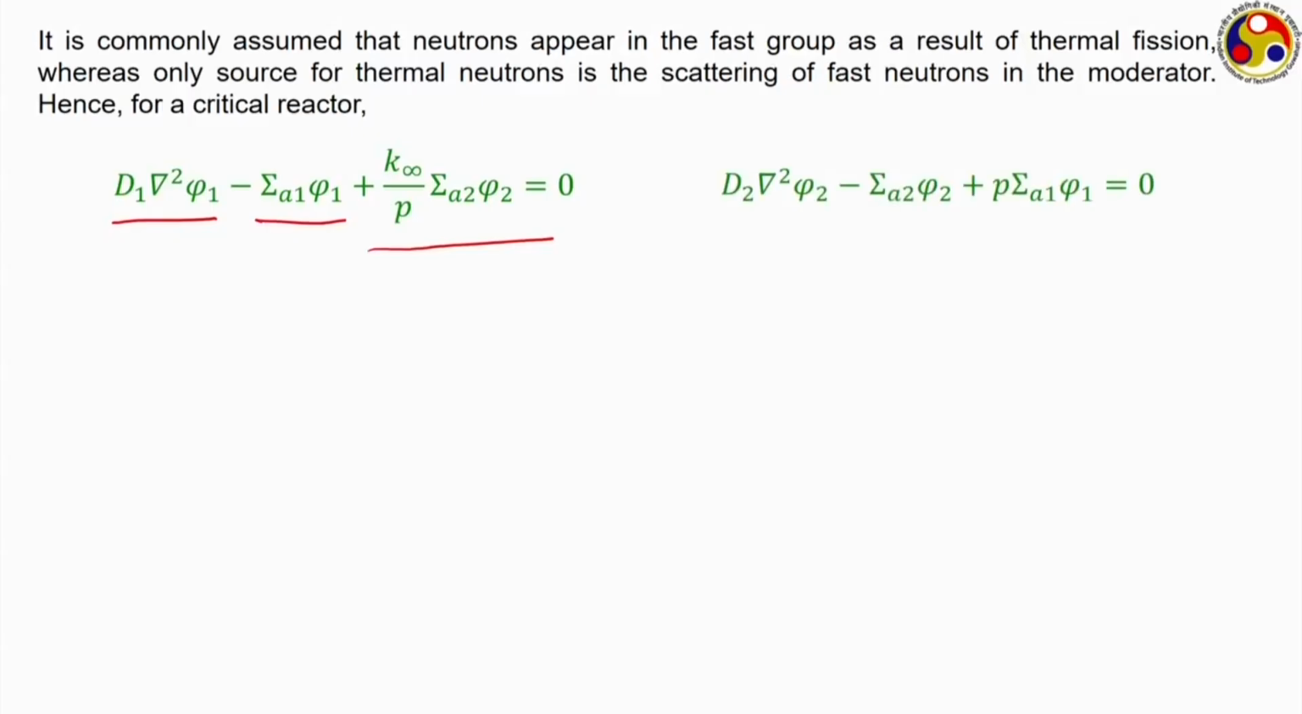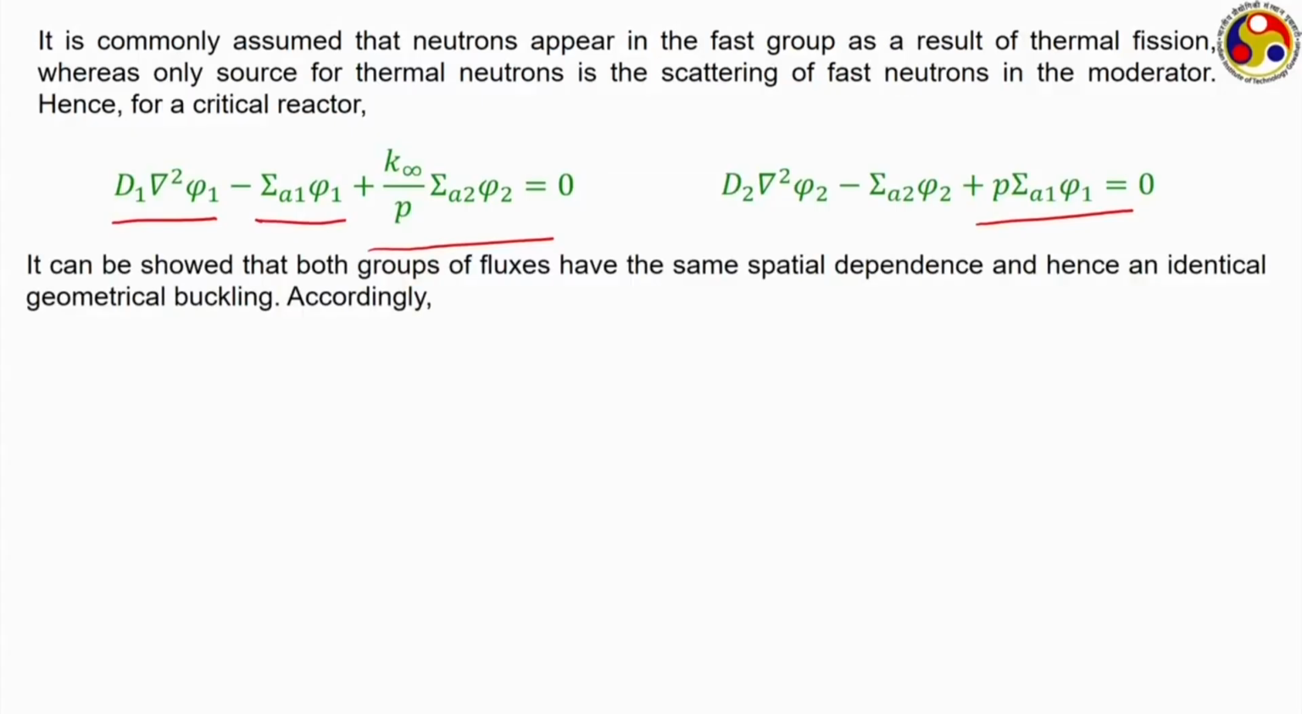Similarly, for the second group, this is the equation where along with the leakage and absorption term, we have this term, which represents the source of neutrons, that is, the neutrons which are passing through the resonance absorption zone, and hence P is the resonance escape probability. So sigma A1 multiplied by this P is the amount of neutrons that are able to thermalize, and hence be part of this thermal neutron group.